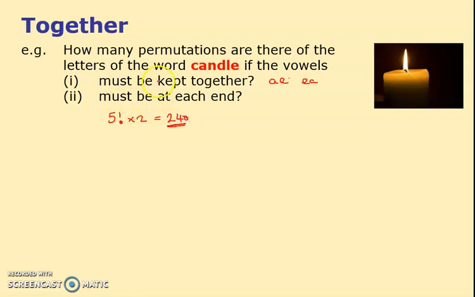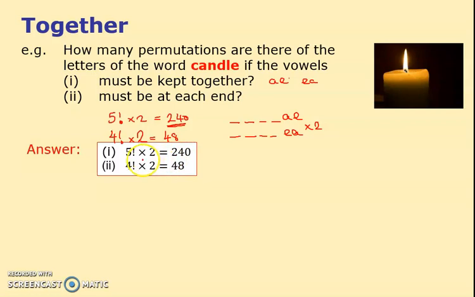They must be at the end. How many permutations are there of the letters of the word candle if the vowels must be at the end? Again, we've got a similar situation. 1, 2, 3, 4, and then AE goes there, or 1, 2, 3, 4, and EA goes there. So again, there are 2 ways to do that. Notice they're not allowed to be at the start this time. In this question, there are 4 letters left over, and I times by 2. So 4 factorial is 24, times 2 is 48. And 48 is my answer, good.